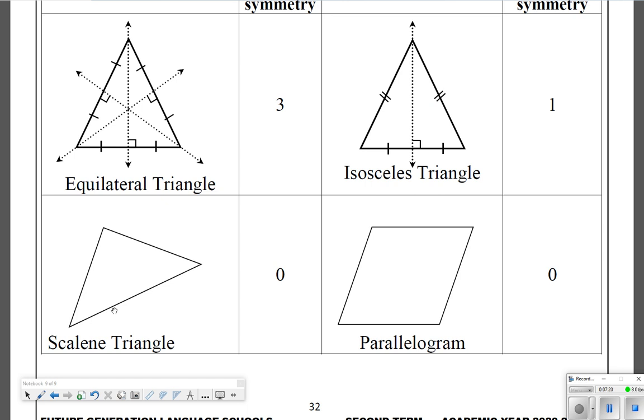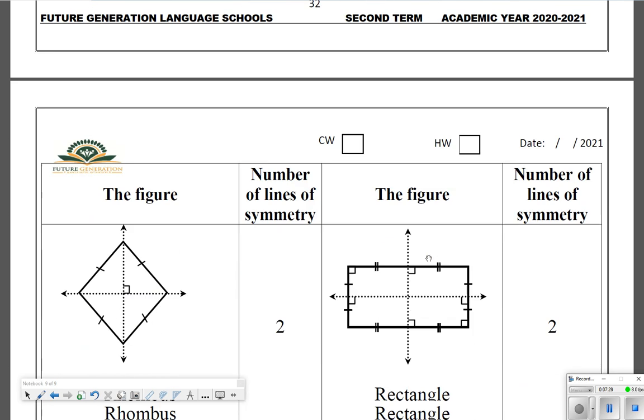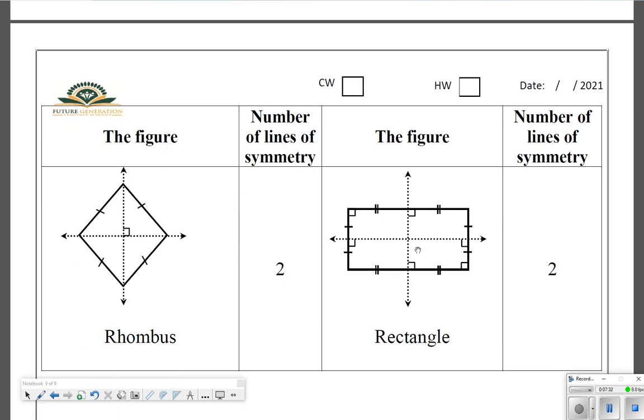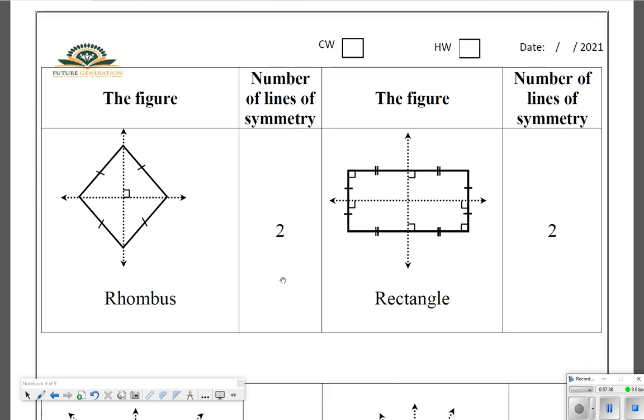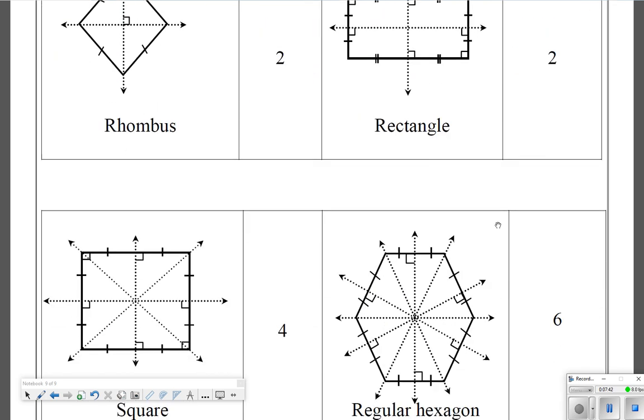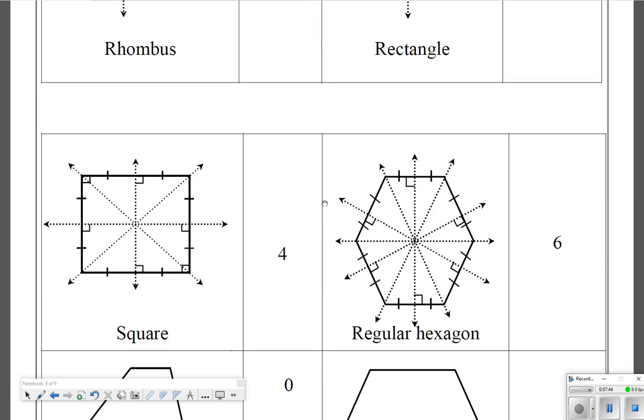The parallelogram has how many lines of symmetry? Also 0. Okay, what about the rhombus? We said before the rhombus has 2 lines of symmetry. The rectangle has 2 lines of symmetry also, we said it before. The square, also we said that the square has 4 lines of symmetry.